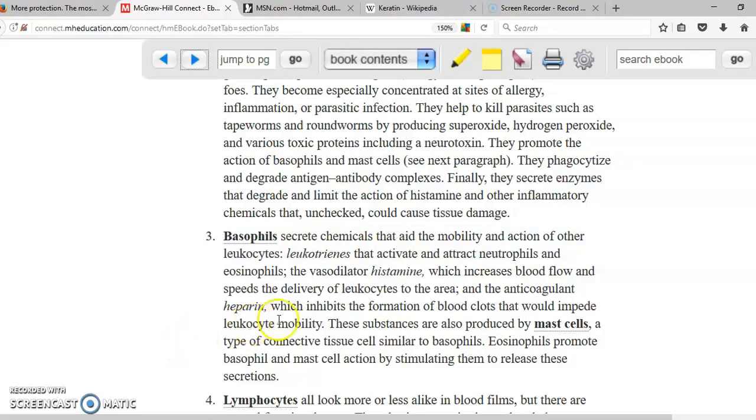Some of the chemicals that they are going to produce: histamine. Histamine is a very potent vasodilator that will increase blood flow into the areas of infection, so more white blood cells can go in there. Also heparin, that is going to avoid blood clotting. Since you don't form blood clots, then there's no stoppage of the white blood cells reaching the area of infection. You're also going to have prostaglandins that are going to increase temperature and the pain as well. The next one that we have is going to be lymphocytes.